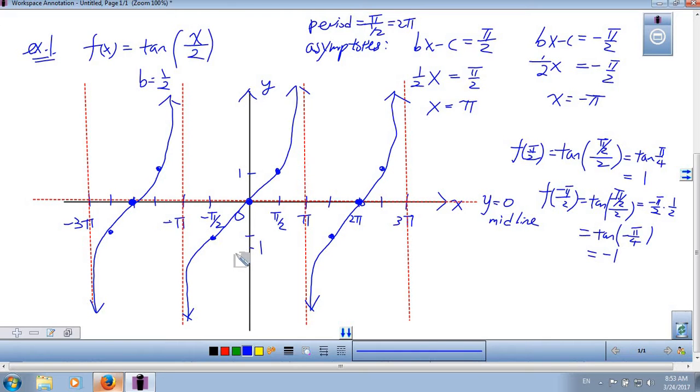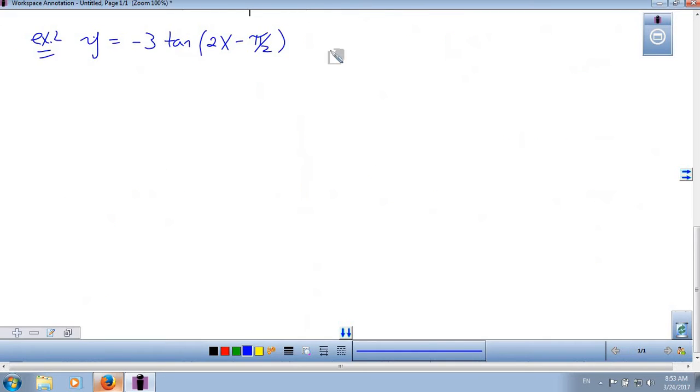Okay, let's go ahead and try another one. Alright, so let's take a look at this. We have a equal to negative 3 for this function, y equals negative 3 tangent of 2x minus pi over 2. So b is equal to 2. And so the period we know is going to be shorter, and c is equal to pi over 2. So we know there will be a phase shift, so the asymptotes will change.